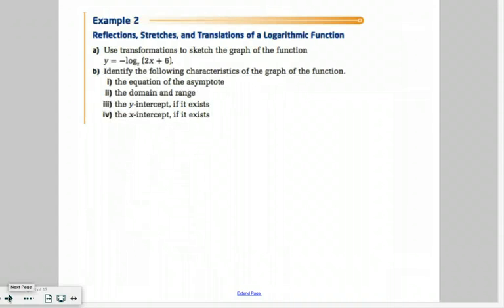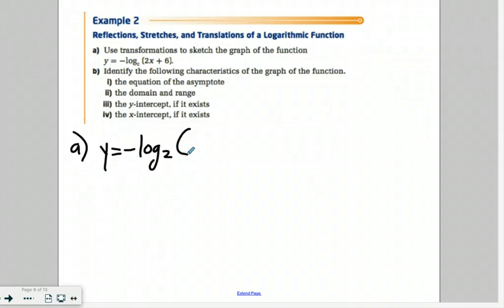Okay, all right, so what about this one here? What if we have y equals negative log of 2x plus 6 base 2? Let's start by identifying transformations here. What have we got? Factor the 2. That is definitely what we need to do. In order to correctly identify the horizontal stretch and the horizontal translation, we need to factor the 2 out of this argument. So this is now going to be 2 times x plus 3.